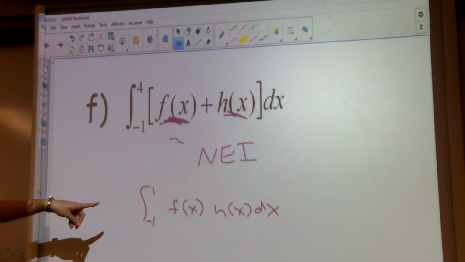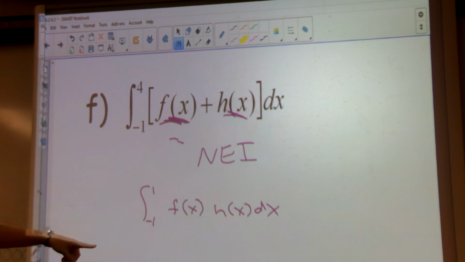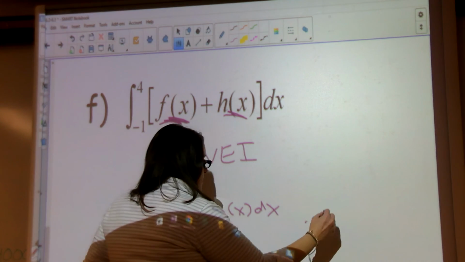NEI. Why? There is no property. You can't split that up. You can multiply functions and integrals. No property exists. It is not true. It might sometimes be true depending on what function you're given by coincidence, but that is not a property of integrals. Okay? So that is not on the list.